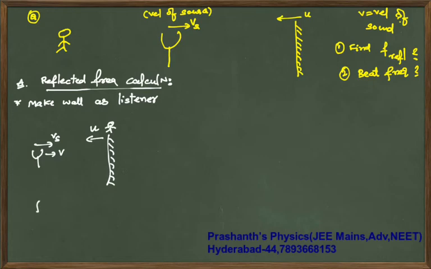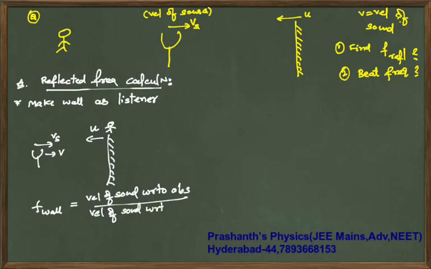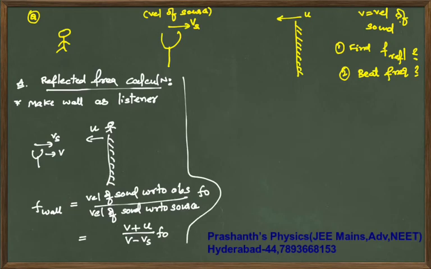Now the frequency heard by the wall is the apparent frequency. According to our formula, it is the velocity of sound with respect to the observer by the velocity of sound with respect to the source, times f naught. The velocity of sound with respect to the observer is v plus u, because they are traveling in opposite directions, by the velocity of sound with respect to the source, v minus vs, into f naught. So this is the frequency received by the wall.